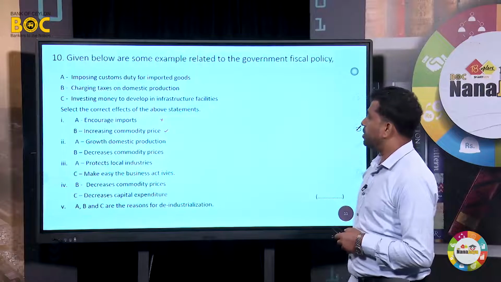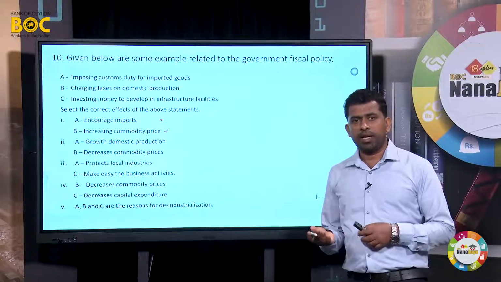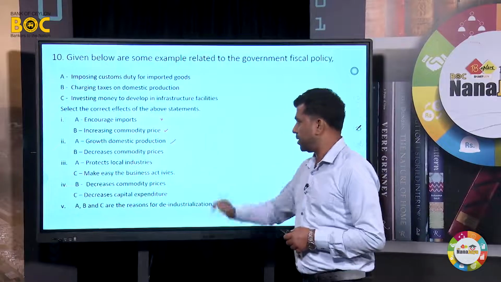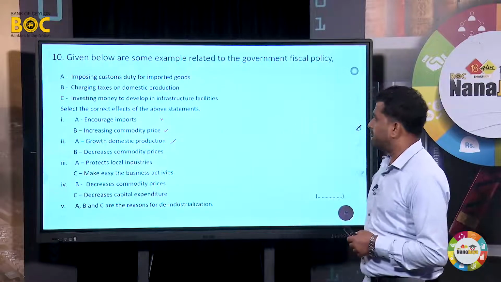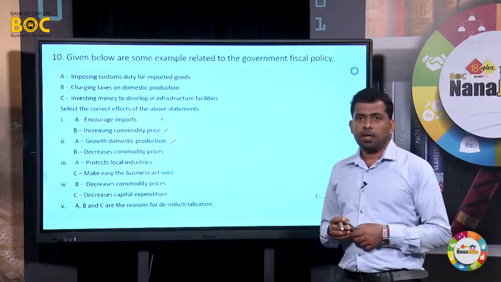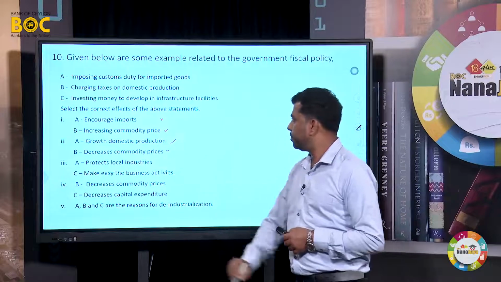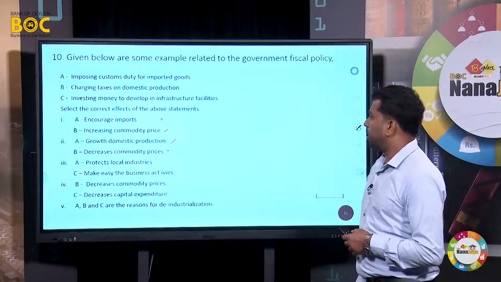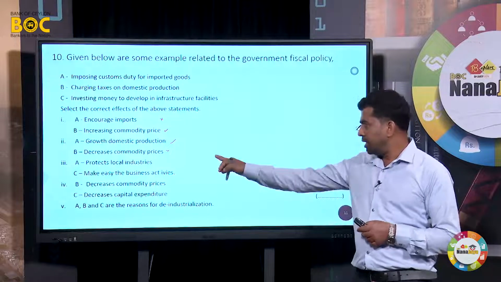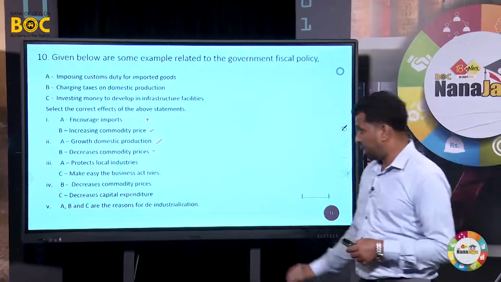A. Growth domestic production. After imposing taxes on imported goods, it encouraged local industries. So this is correct. B. Decreases commodity prices. After charging taxes, it increases commodity price level of local market. Protects local industries. After imposing custom duty for imported materials or products, it protects local infant industries and other local industries. Correct.